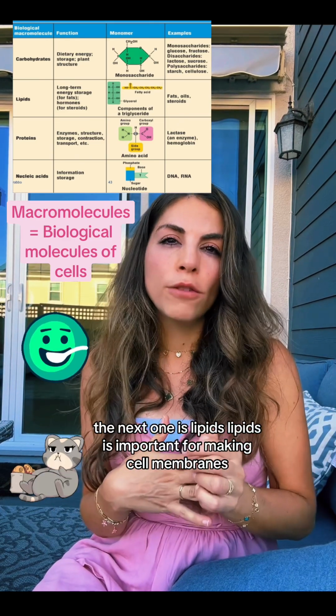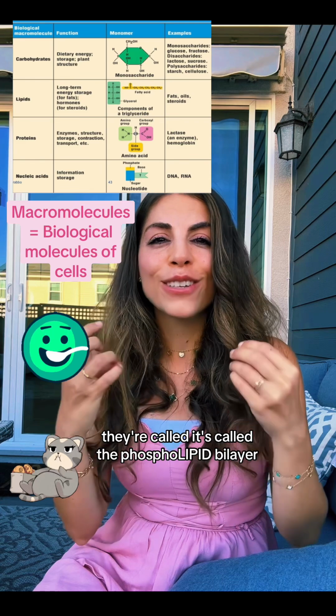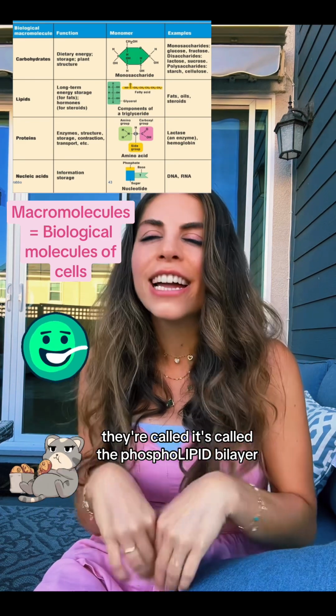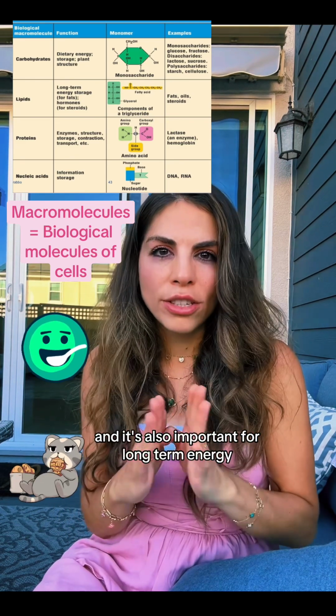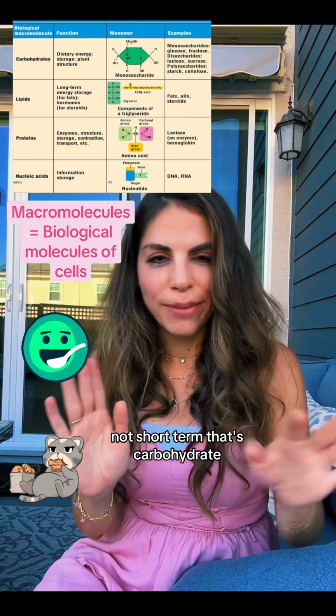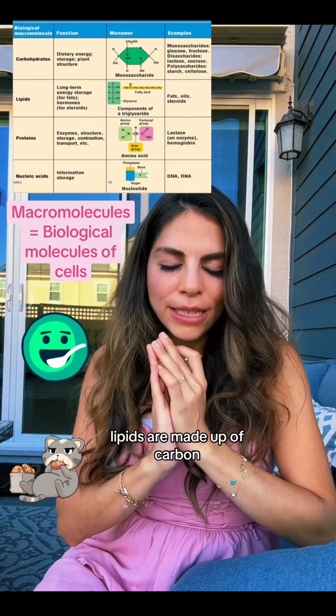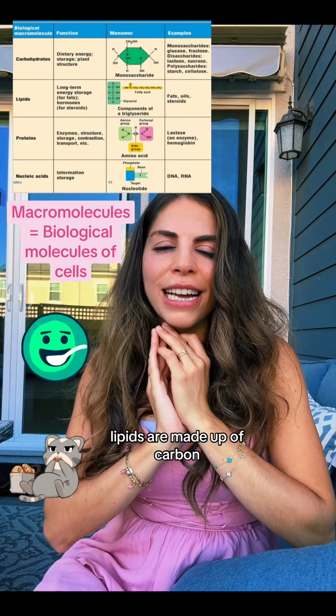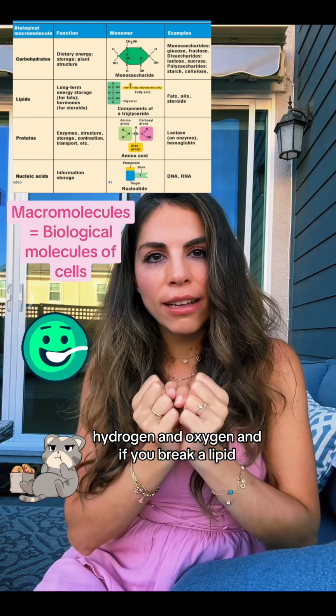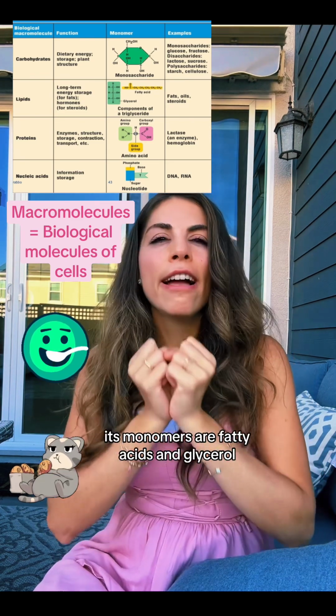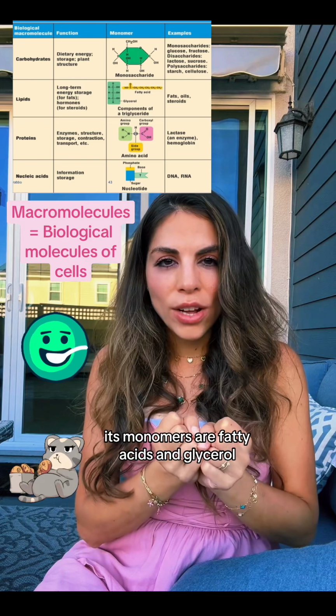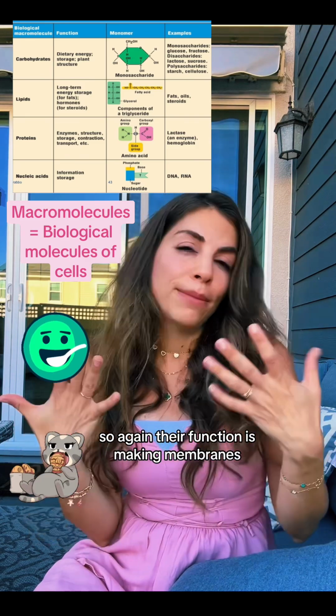Lipids are important for making cell membranes. It's called a phospholipid bilayer, and it's also important for long-term energy, not short-term. That's carbohydrates. Lipids are made up of carbon, hydrogen, and oxygen, and if you break a lipid, its monomers are fatty acids and glycerol. So again, their function is making membranes.